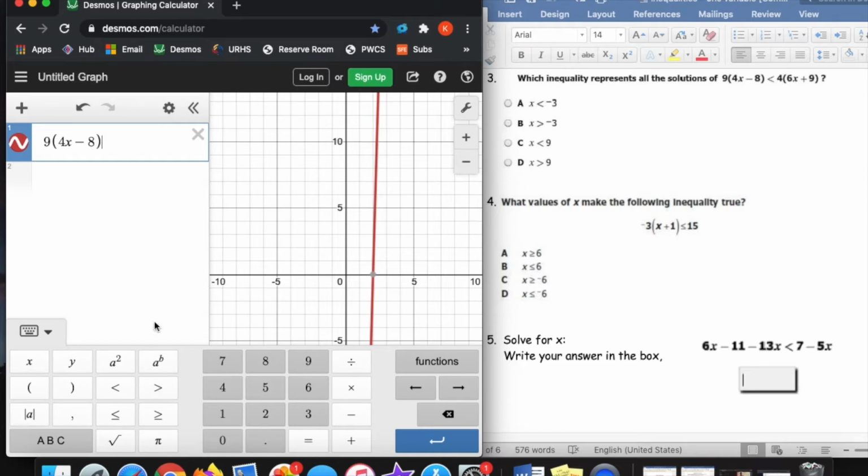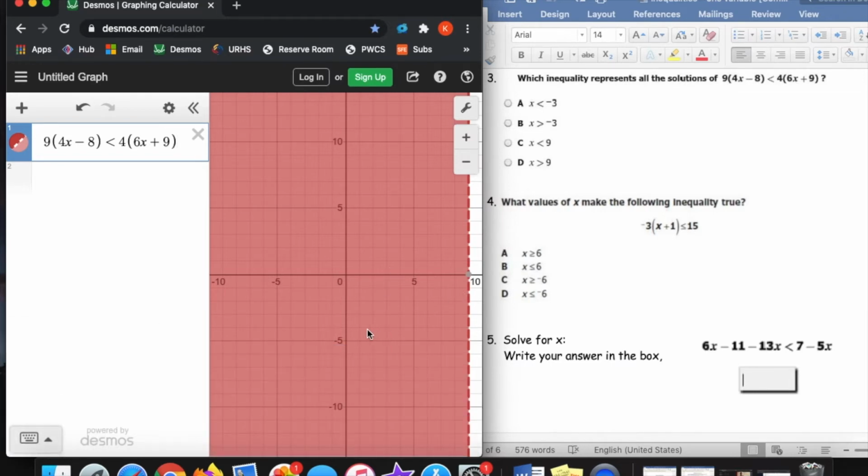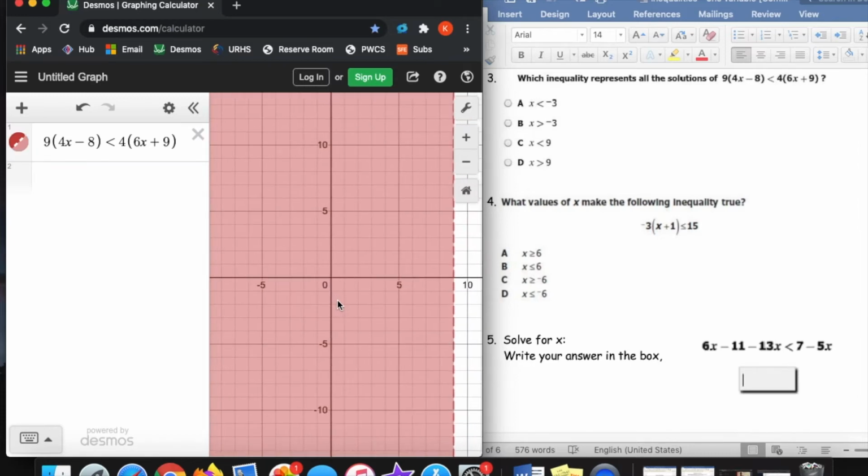Okay. If you're using a computer, you can type less than or greater than just by pressing the keys, but yeah, they're there too. 4 times 6x plus 9. Okay, and when you do that, you see the graph is kind of shaded here. And we're going to talk about this more when we talk about graphing inequalities, what the shading means and all that.